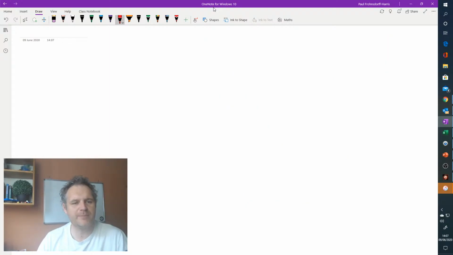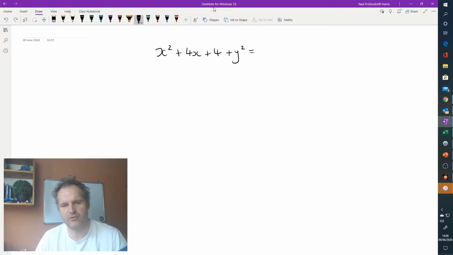Now, how would I go about it if it wasn't very neat? Well, occasionally, this is more A-level, but it's certainly useful to understand here. Let's imagine we had x squared plus 4x plus 4 plus y squared equals... not 0, that's not going to be useful, 100. We haven't yet got an equation of a circle.